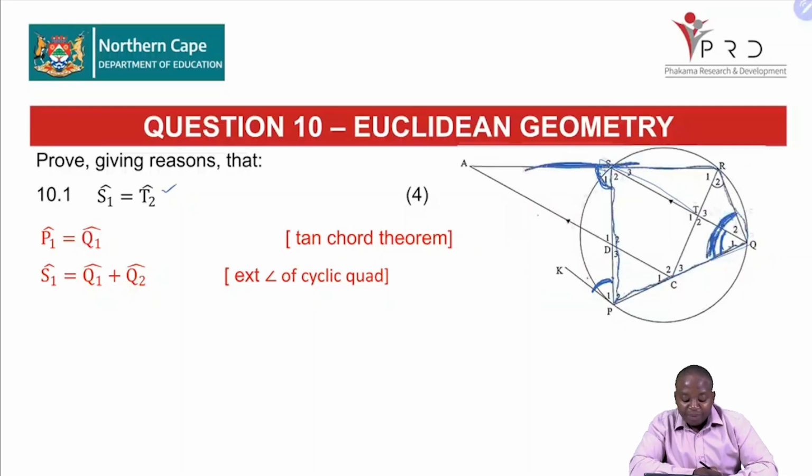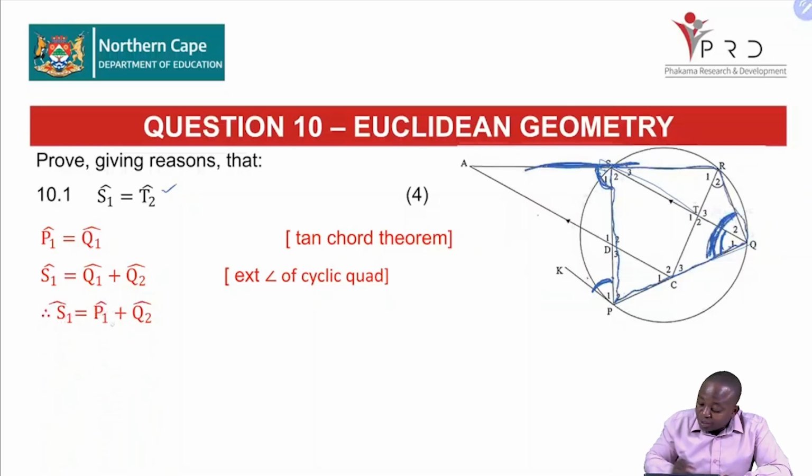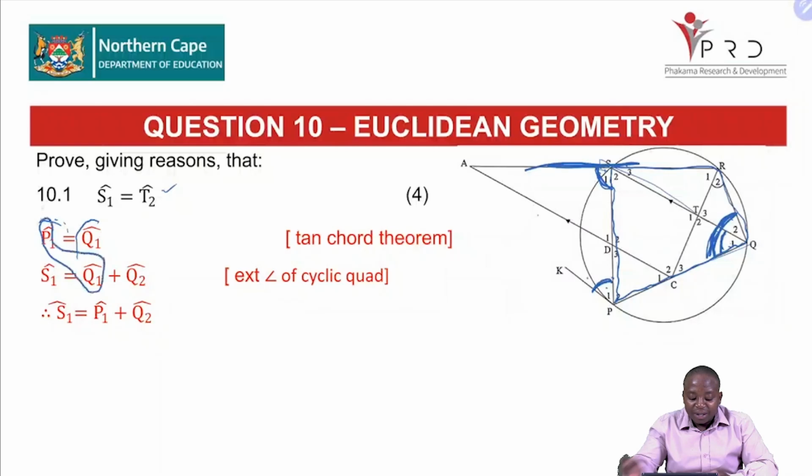It was supposed to be there so that we can see it. Then we can now conclude that S1 is equal to P1 plus Q1. Why? Because P1 is already Q1, so I can replace that Q1 here with my P1. So that's why I'm having that. So I can see now that S1 is equal to P1 plus Q2.